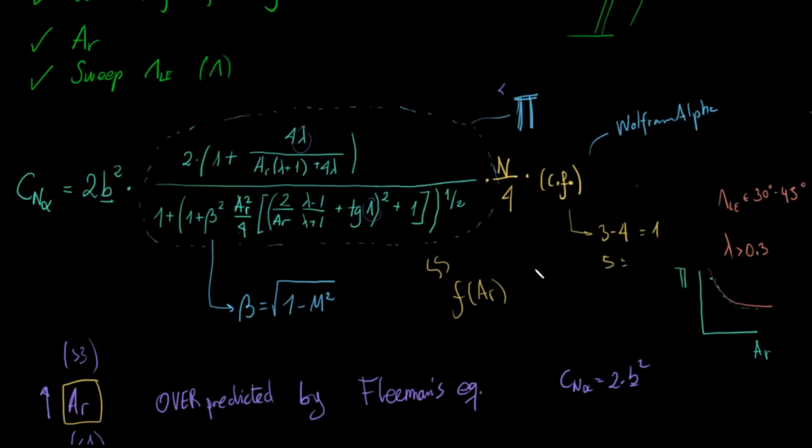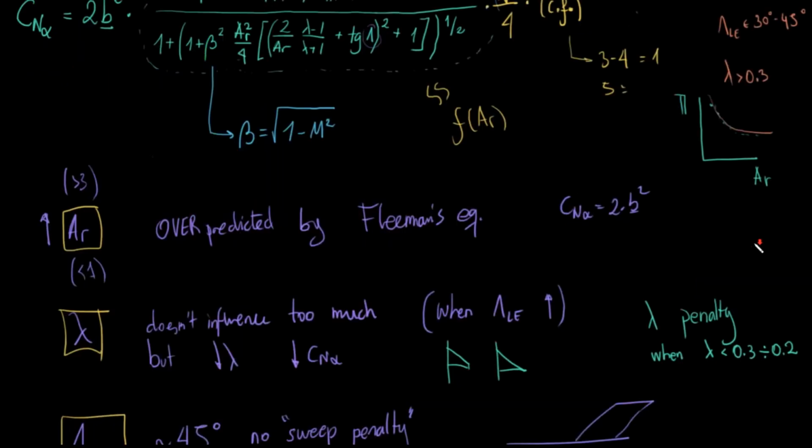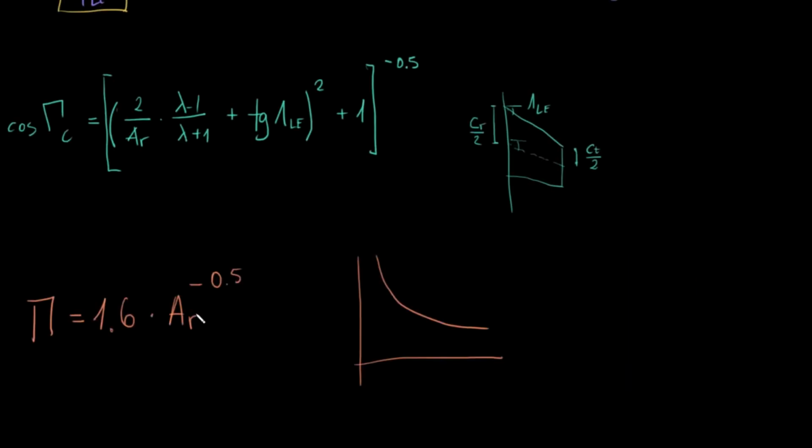The other ones, if they're in a normal range, like taper ratios where you don't have delta wings, and typical leading edge angles, well, it's basically aspect ratio.